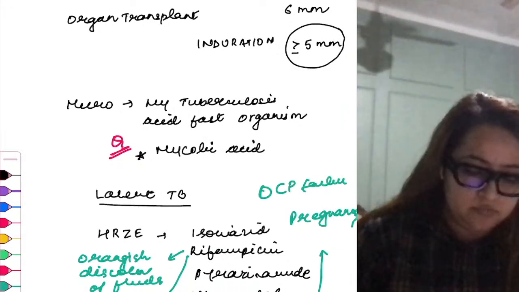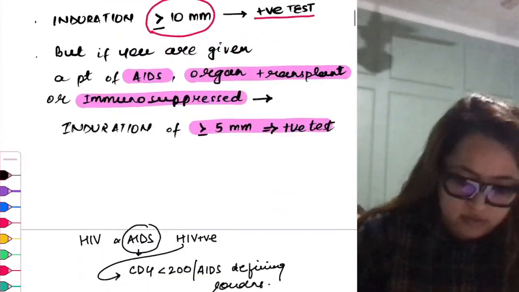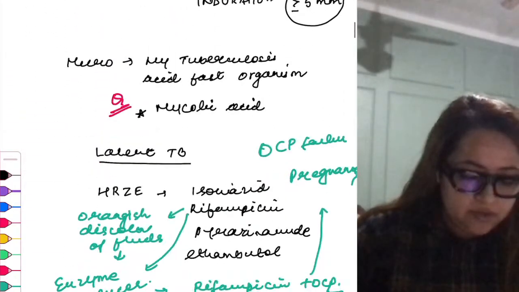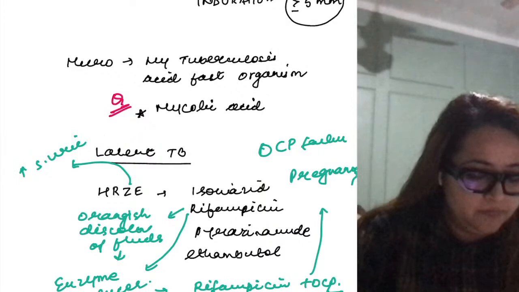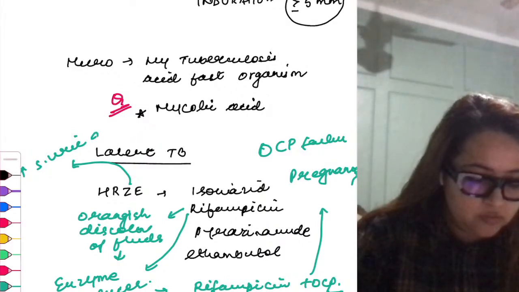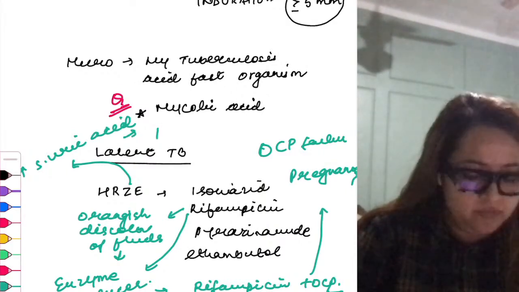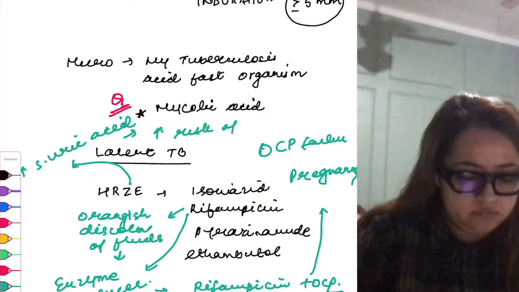Then the last one, we talked about pyrazinamide. Pyrazinamide is also one of the first line drugs. Pyrazinamide increases the serum uric acid levels. The side effect, please keep in mind. So obviously, if something is increasing the serum uric acid levels, it is increasing the risk of gout.